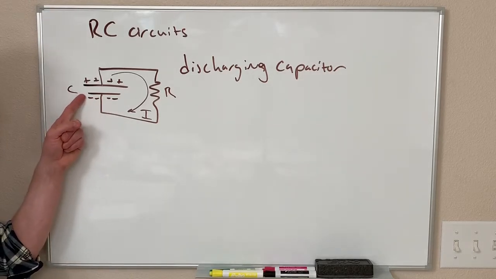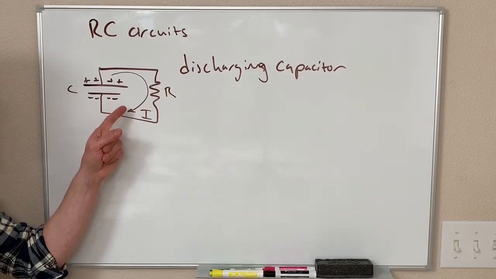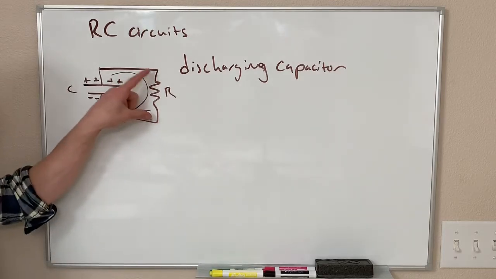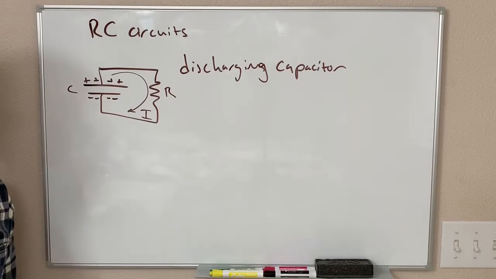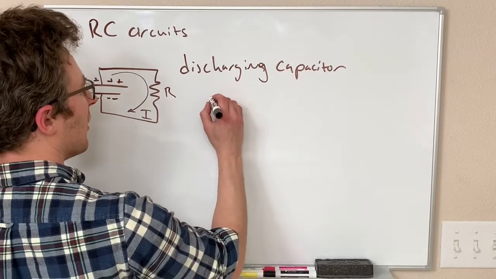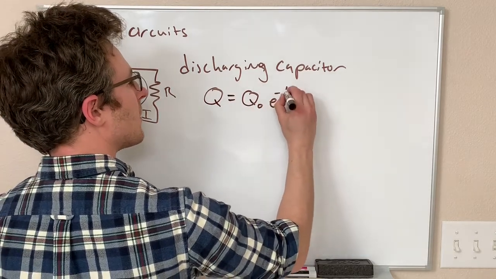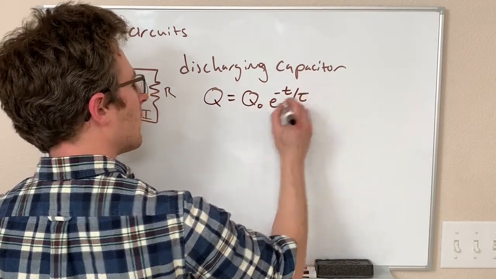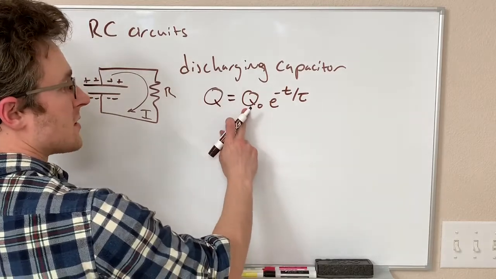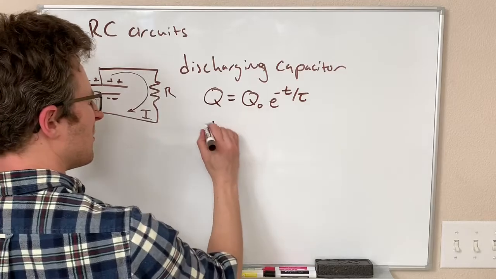The charge on the capacitor decays exponentially, the current in the circuit decays exponentially, and the voltage across the resistor and the capacitor also decays exponentially. So the equations for those are the following. So Q equals Q naught times e to the minus t over tau. More on tau in a moment.